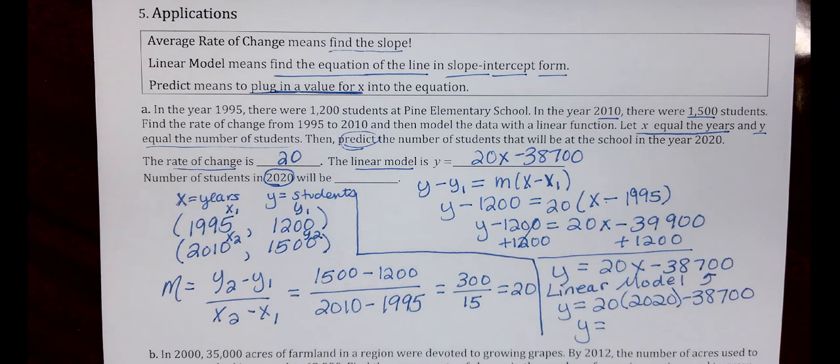So we have 20 times 2020 minus 38,700, and I get 1,700. Now this is in y, so 1,700 is the number of students the school is predicted to have in the year 2020.